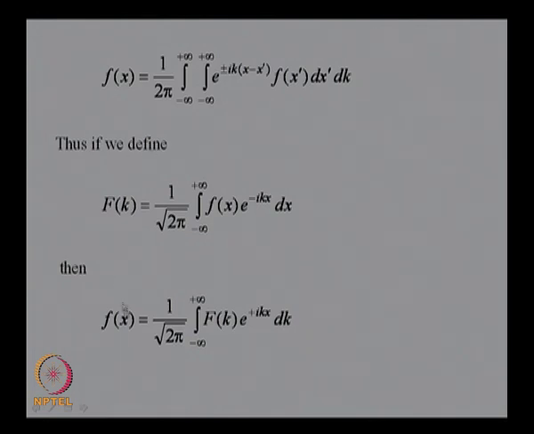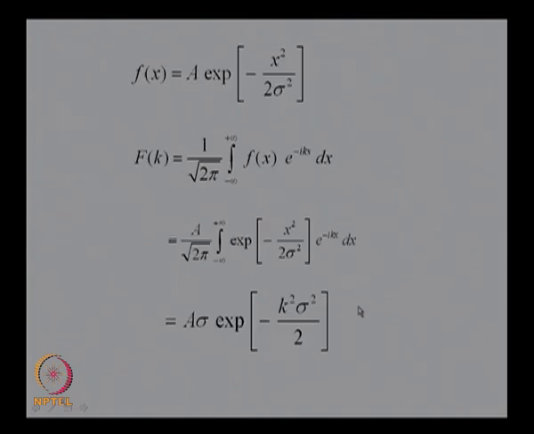So, this function f of k is known as the Fourier transform of the function f of x, and this is the inverse transform relation, and these two together are often called the Fourier integral theorem.